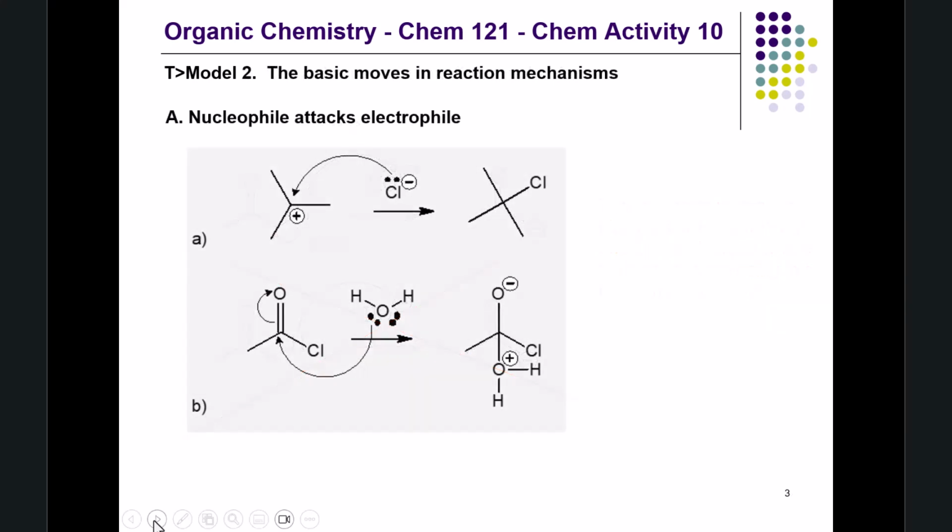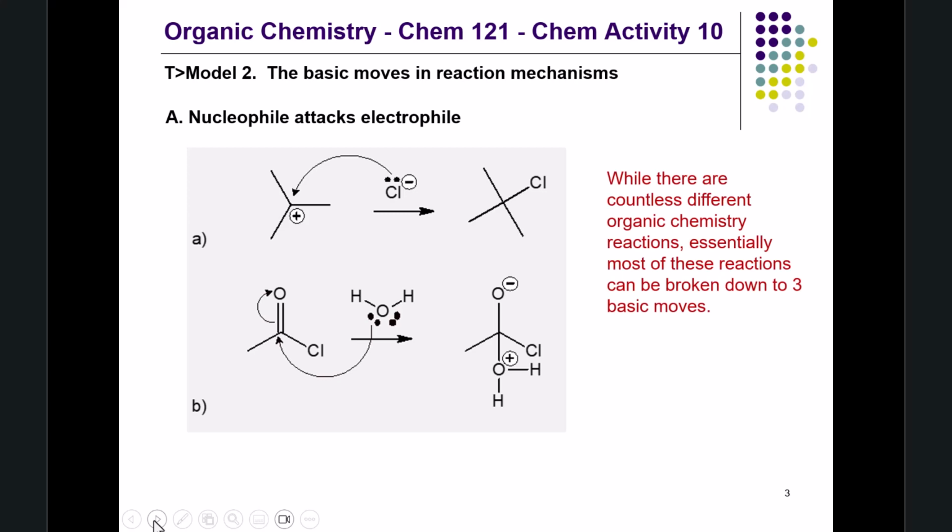Now, in terms of the basic moves, this is the first one that we're going to see. Nucleophile attacks electrophile. While there are countless different organic chemistry reactions, essentially most of these can be broken down into three basic moves. So the first one, as I mentioned, nucleophile attacks electrophile. So we need to do some definitions.